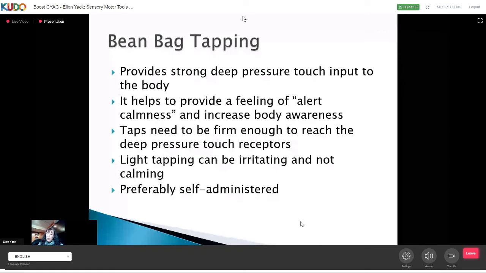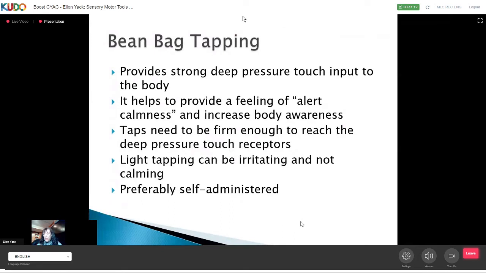The taps also need to be firm enough to reach deep pressure receptors, and the light tapping can be irritating and not calming. And the beanbag tapping is preferably self-administered, because not only are you getting calming input from the tapping, but you're getting calming input because you're doing it rhythmically.